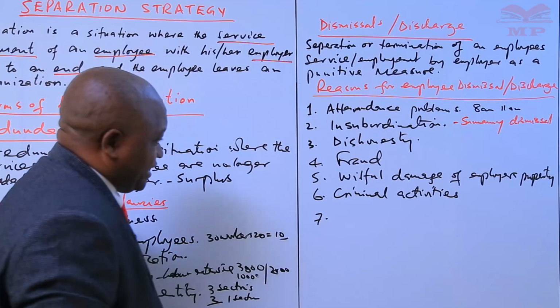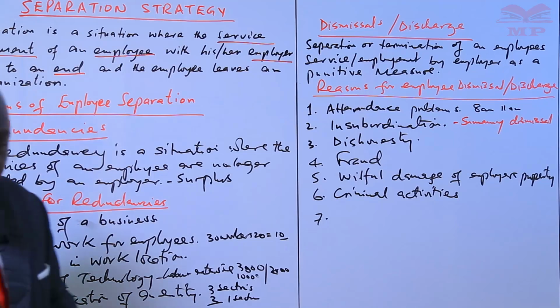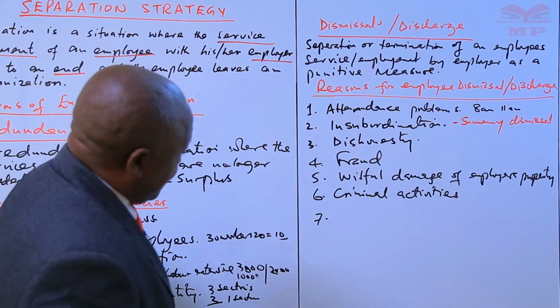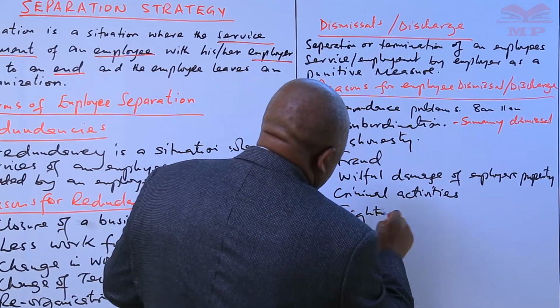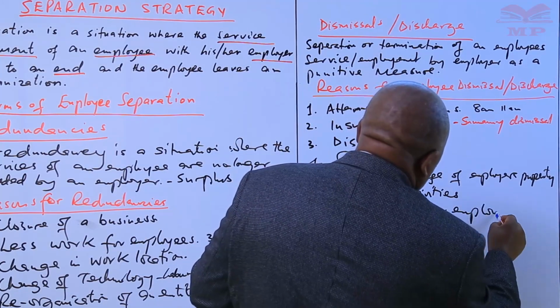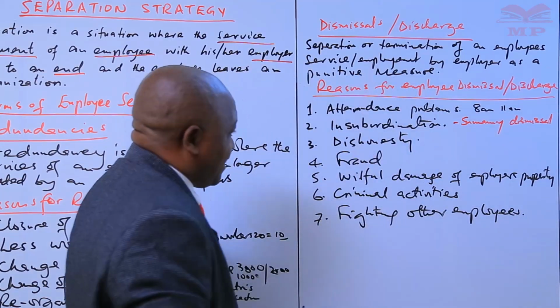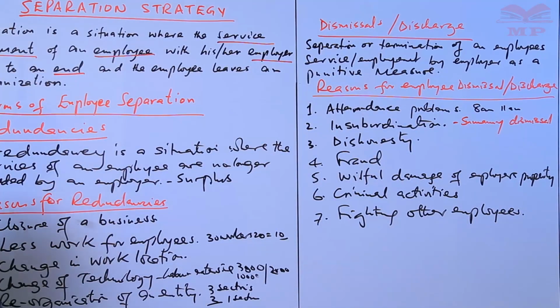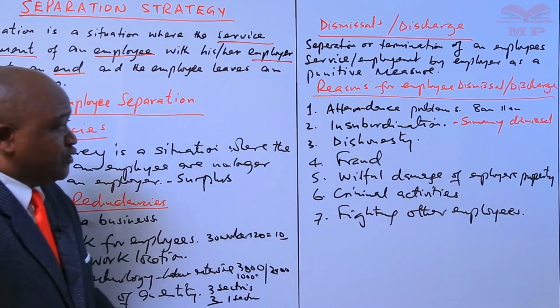If an employee engages in criminal acts or criminal activities, that kind of an employee could also be dismissed from an organization. Then fighting other employees. So where an employee engages in fist fights, for example, fights other employees and is found to be guilty of that, that could also be a reason for dismissal.